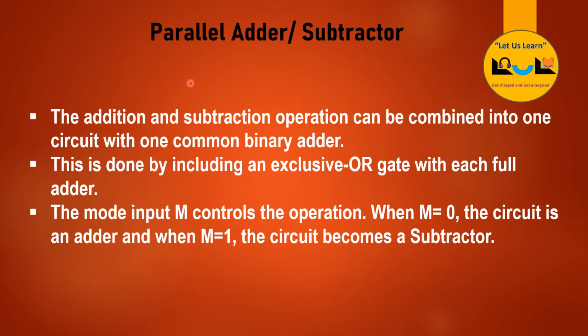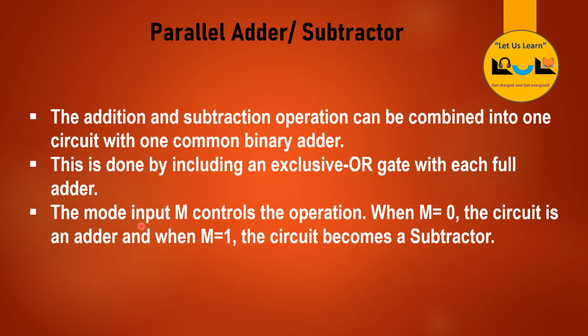Parallel adder subtractor. The addition and subtraction operation can be combined into one circuit with one common binary adder. This is done by including an exclusive OR gate, or XOR gate, with each full adder. Already we discussed the full adder in the previous session. That link is also given in the description box. You can have a glance at it.